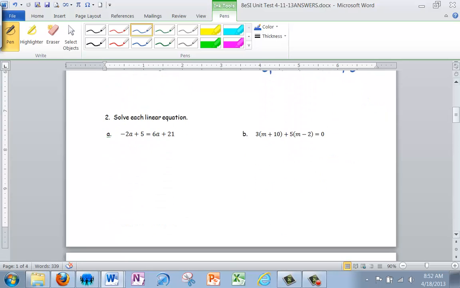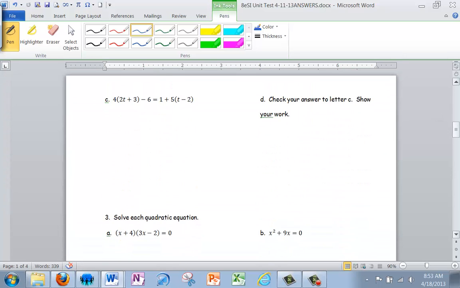Solve a linear equation. These you just had to simplify. Actually, this went really well, I think, for a lot of you. A, the correct answer is negative 2. For B, n is equal to negative 5 halves. Make sure that you simplify. A lot of you got the 20 over 8, but you forgot to simplify.